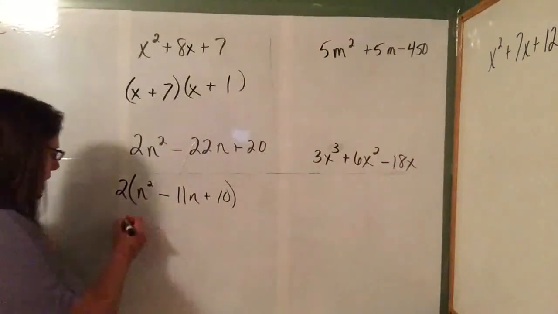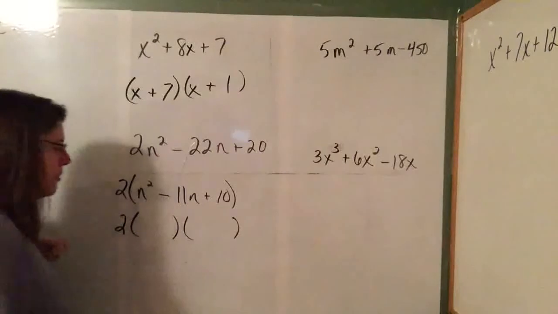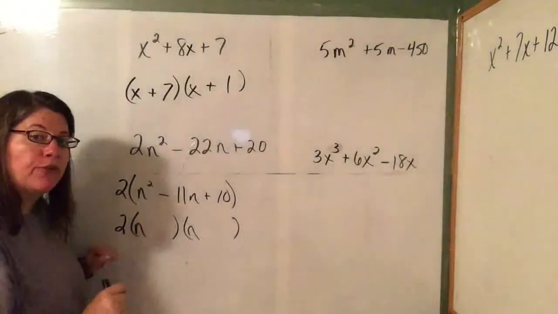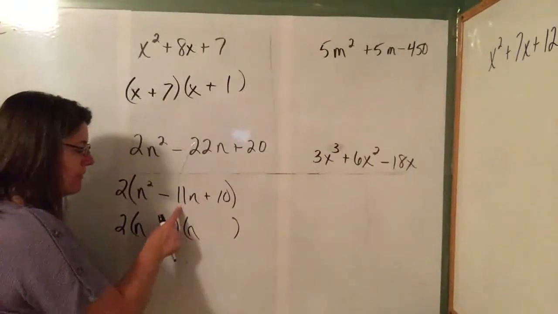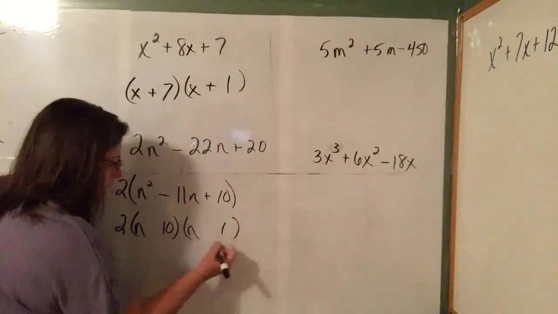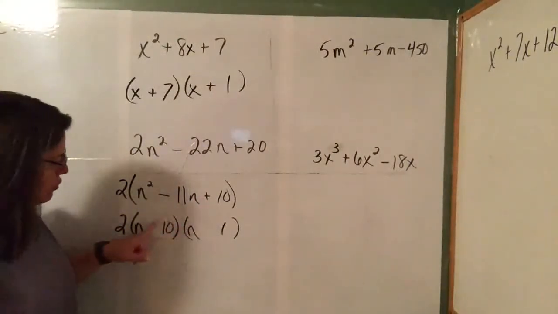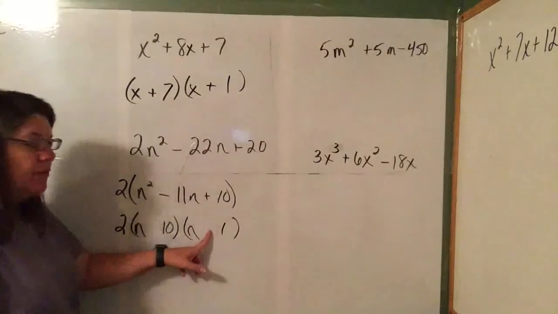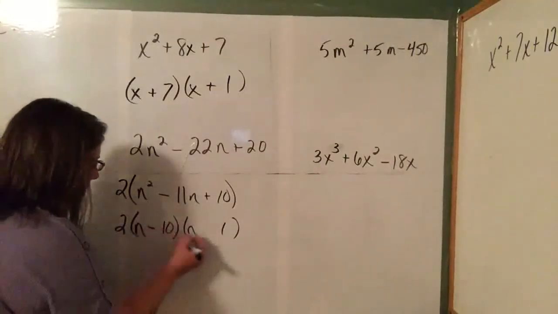Well, so we need to look at it. I'm going to bring down the 2. I'm going to set up my 2 parentheses for my binomials. Are there factors of 10 that add to give you 11? Yes, 10 and 1. So 10 and 1 are my factors. This plus tells me that these two signs have to be the same, and they're going to be the same as this sign right here, which is a minus.